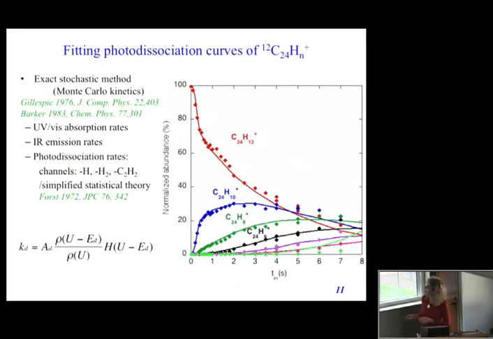From the breakdown curve, the evolution of abundance of the different species as a function of time, you want to derive information on the dissociation rate. This is not straightforward. You need a model. So we used a Monte Carlo kinetics model in which we describe all the rates involved in the process: UV visible absorption rate, infrared emission rate, and photodissociation rate, which we describe with a simplified statistical theory that is given here with the pre-exponential factor, AD, and the bonding energy, ED.